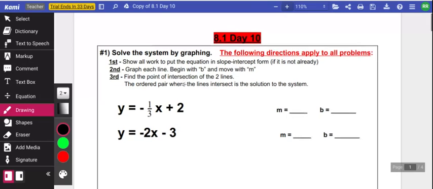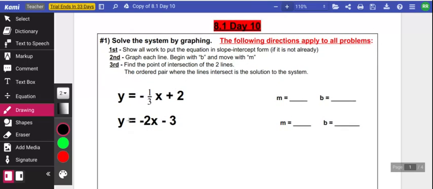to the system. So number one right here, both of these equations are already in slope-intercept form. You have y on one side, everything else on the other side, your x term listed first, and then your constant. So the number in front of x, that's going to be your m. This is going to be your b. So begin with b, move with m.